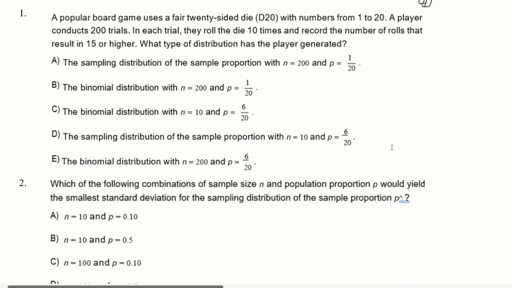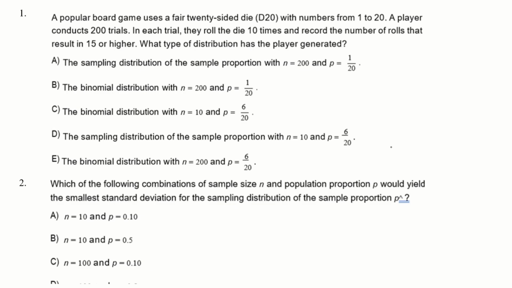So number one, it says a popular board game uses a fair 20-sided die with numbers from 1 to 20. A player conducts 200 trials. In each trial, they roll the die 10 times and record the number of rolls that result in 15 or higher. And what type of distribution has the player generated?